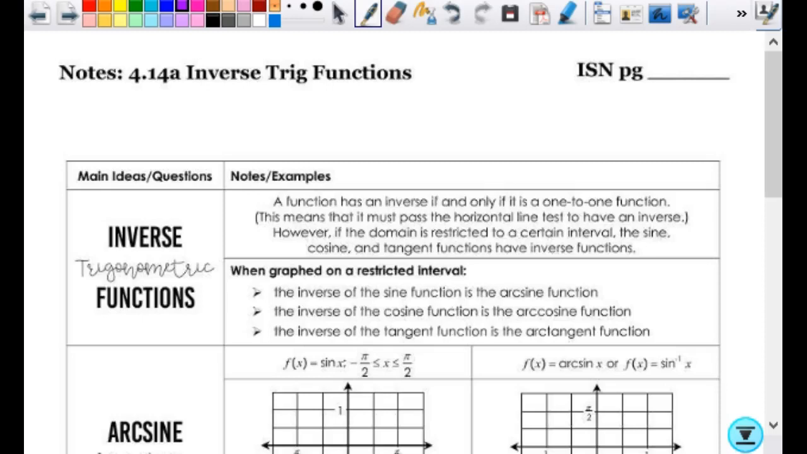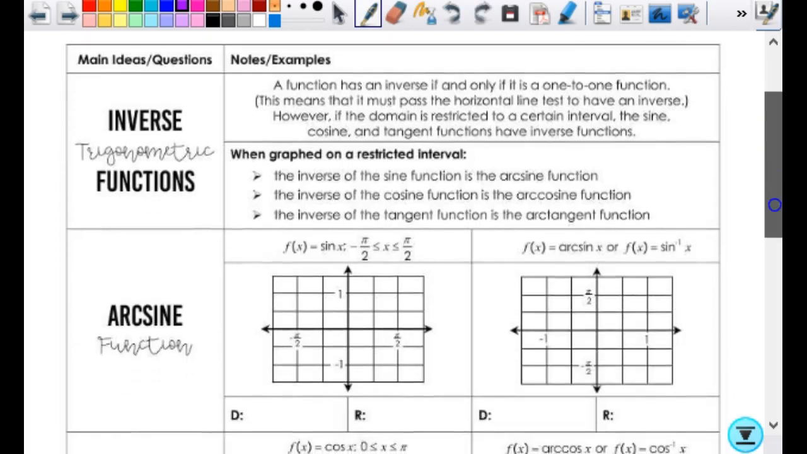Alrighty, this is going on page 111. When we're done, we have graphed trig functions, sine, cosine, and tangent. We have graphed the reciprocals, secant, cosecant, and cotangent. And now we're going to look at the inverses. Inverses are different than reciprocals. Okay, keep that in mind. They are not the same thing.